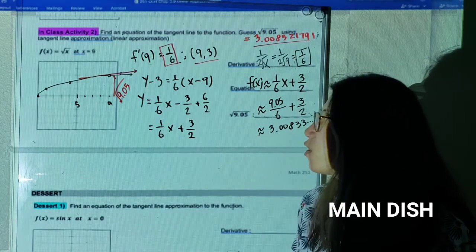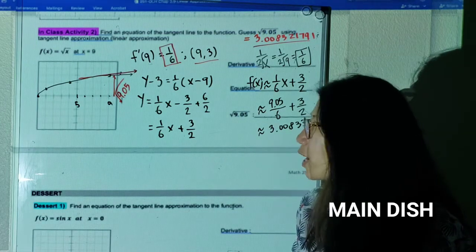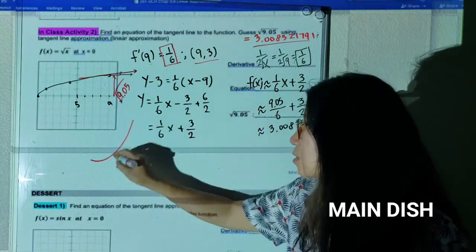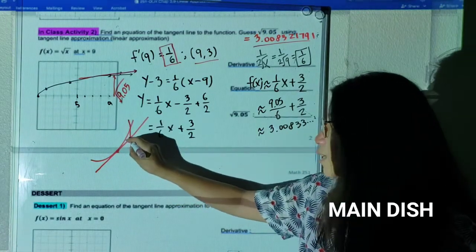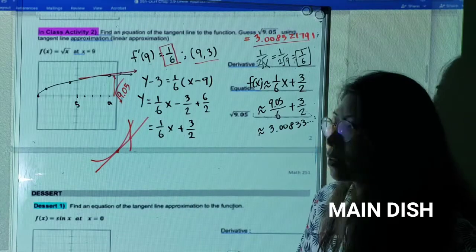But do you see over or under this time? It will be overestimated. If the function looks this way and the tangent line goes that way, then it's going to be underestimated. So just be careful and compare carefully.